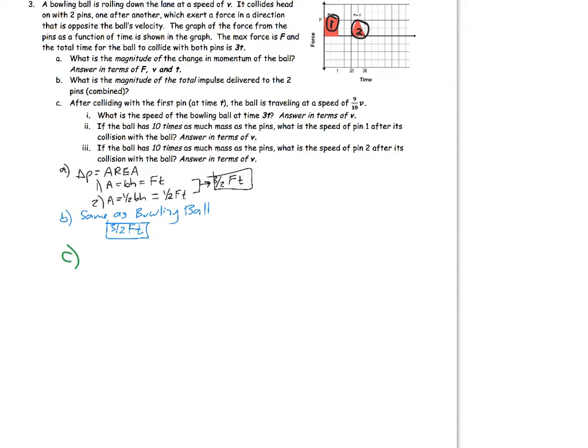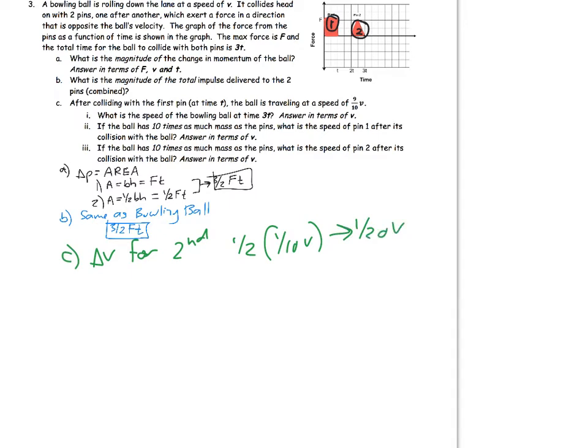Okay, we see that the impulse for the first pin was ft, and the impulse for the second one was 1/2 ft. So that means that our change in velocity for the second pin is going to be 1/2 of the change in velocity of the first, which was 1/10 v. So it's really a change of 1/20th v.